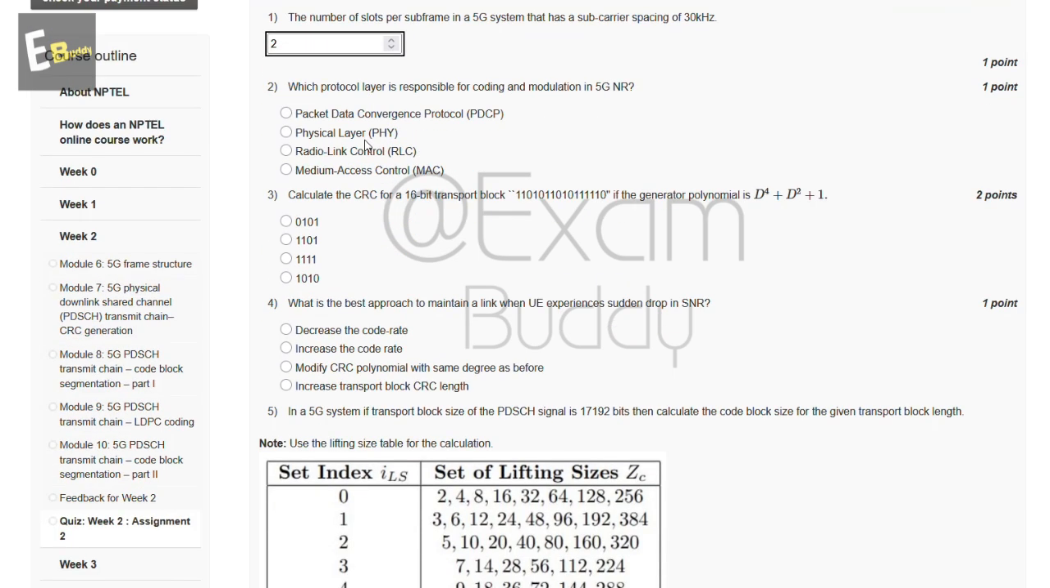Now, the second question is which protocol layer is responsible for coding and modulation in 5G NR? So these are the options: packet data convergence protocol, physical layer, radio link control, medium access control. So the answer of our second question is B, physical layer.